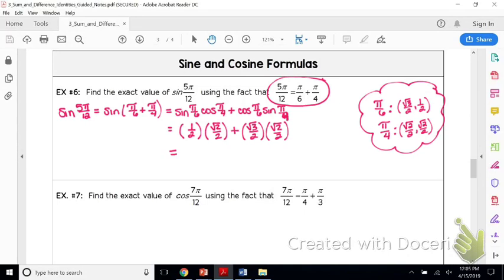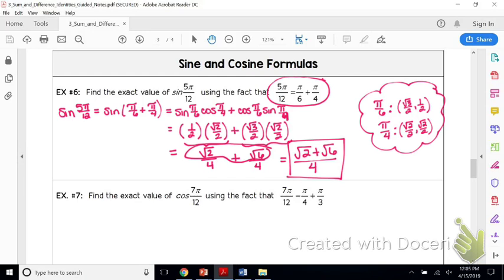So we're going to multiply straight across. So 1 times the square root of 2 over 2 times 2. Again, multiply straight across. Square root of 3 times square root of 2 is square root of 6 over 2 times 2. And then combine your numerators over your common denominator. The radicals are not alike, so that is our simplified exact answer.